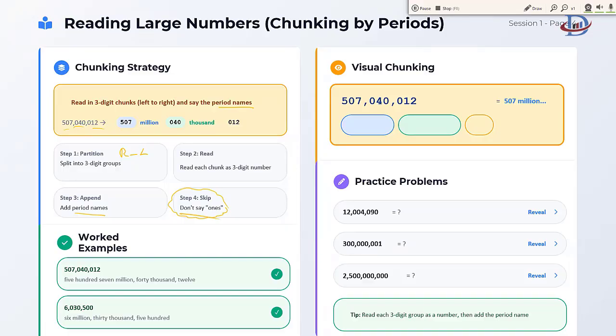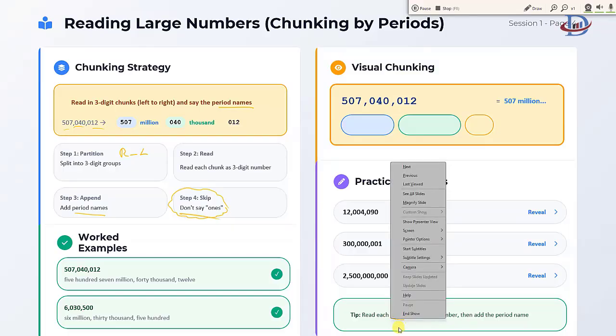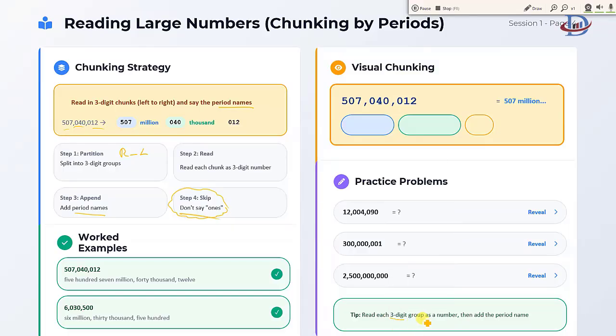But the concept to bear in mind is that we normally use 3 digits. For 3 digits, from where? From the right to the left. Split it from the right to the left.